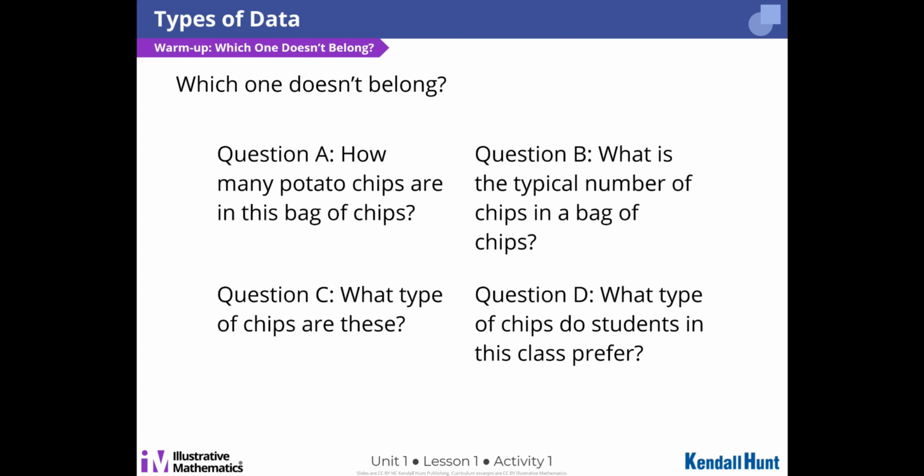Which one doesn't belong as your first activity? So our questions are, question A, how many potato chips are in this bag of chips? Question B, what is a typical number of chips in a bag of chips? Question C, what type of chips are these? And question D, what types of chips do students in this class prefer? Take a few minutes, analyze the questions, and see if you can come up with which one doesn't belong.